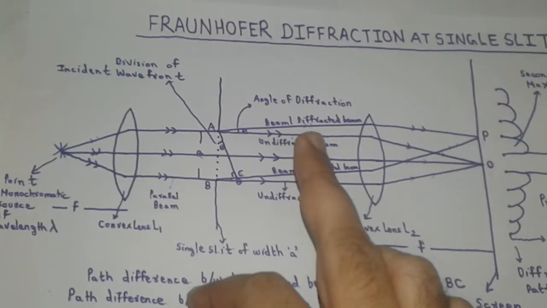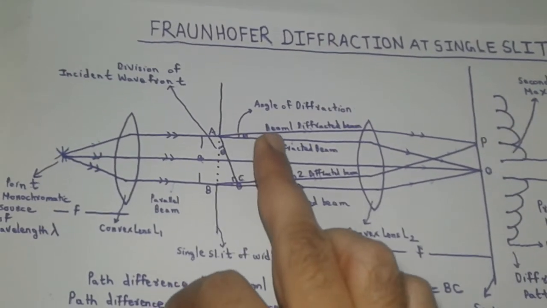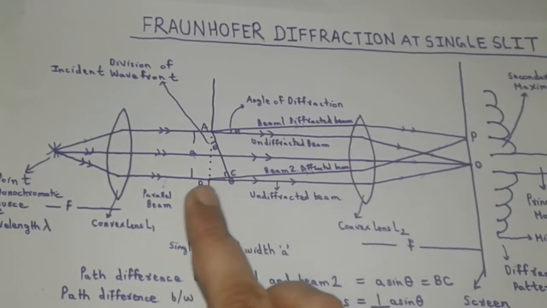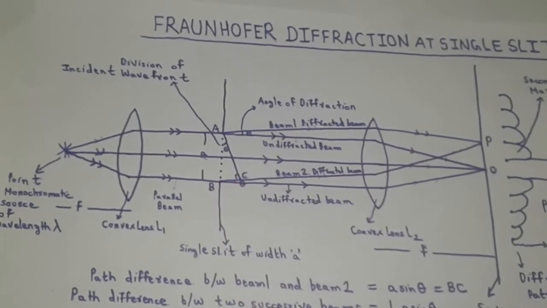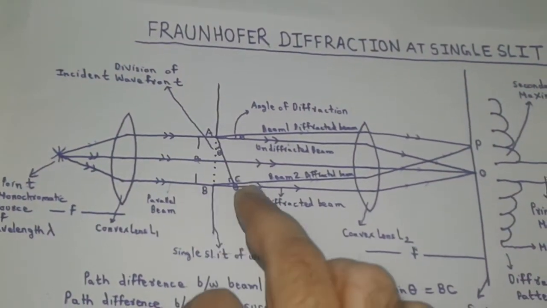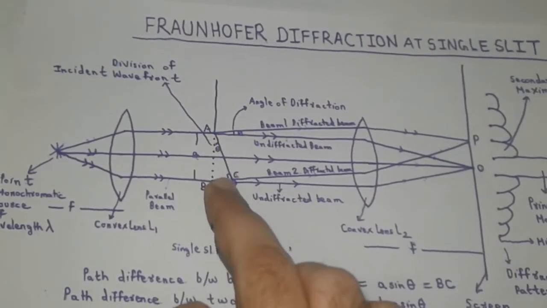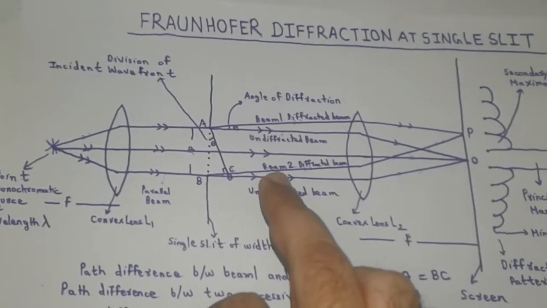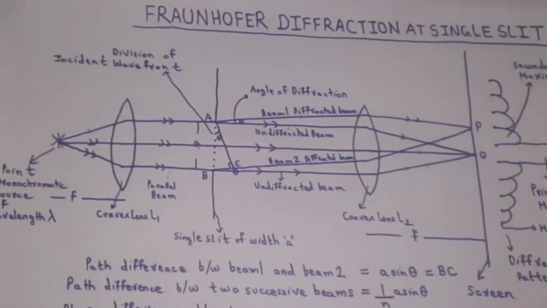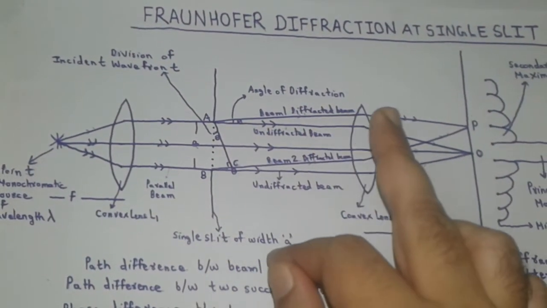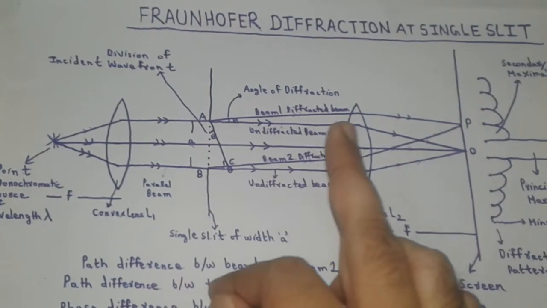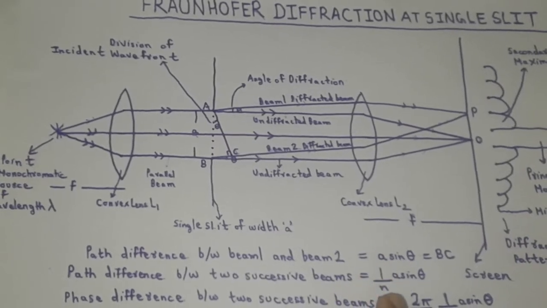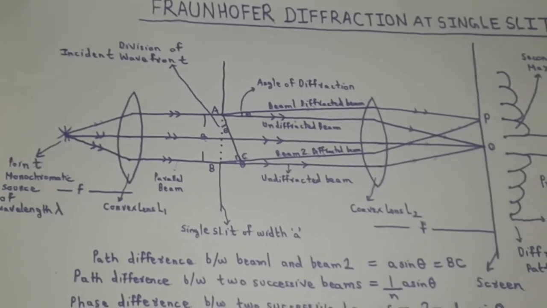From the figure it is evident that the path difference between beam 1 diffracted beam and beam 2 diffracted beam is BC. In triangle ABC, BC is equal to A sin theta. Hence the path difference between beam 1 and beam 2 is A sin theta. Since it is a collection of n diffracted beams, hence the path difference between two successive diffractive beams becomes 1 upon n into A sin theta.